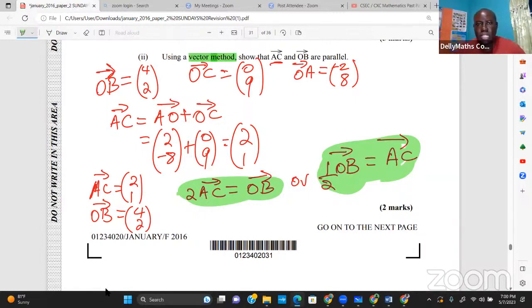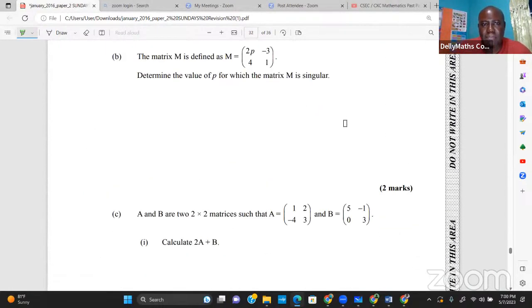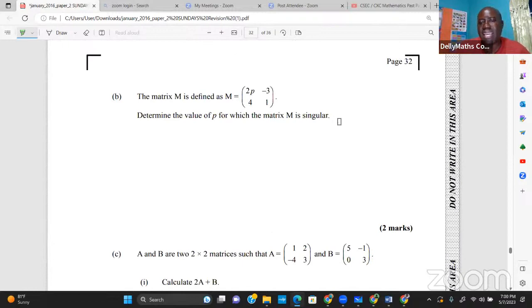All right, still going on. We're in the last piece now, and it is the matrices section. Few more minutes and I'll let you go. So now it says the matrix M is defined as 2p, minus 3, 4, 1. Determine the value of p for which the matrix M is singular.